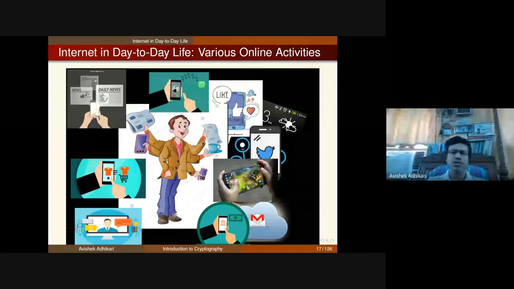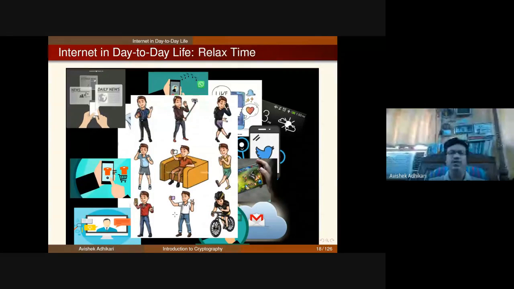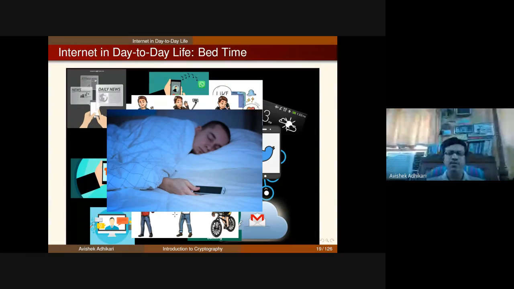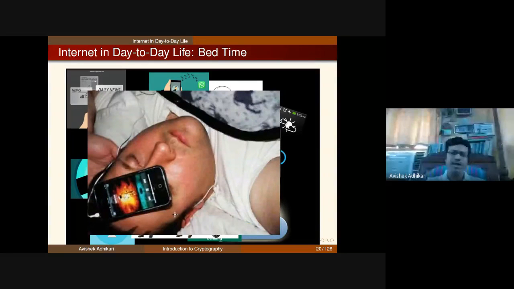Not only that, during our relaxation time also, we stay very busy with our mobile. Not only that, at the end of the day, when we go to sleep, sometimes we stay with our mobile, and we sleep with our mobile on our head, but the mobile never stops.